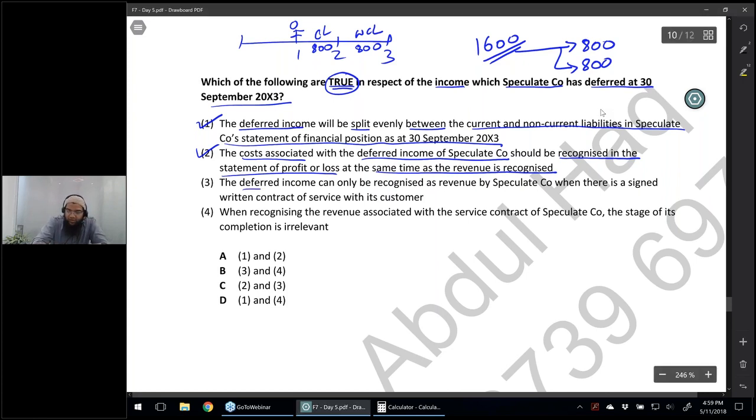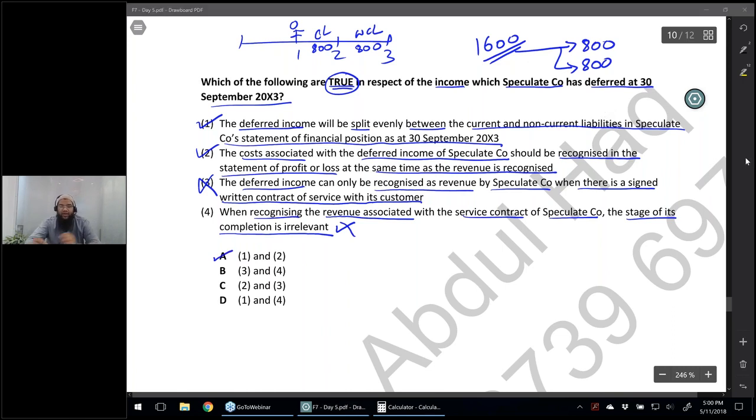The deferred income can only be recognized as revenue by Speculate company when there is a signed written contract of service with its customers. No. The contract can also be an oral contract. It is not necessary to be written. When recognizing the revenue associated with service contract of Speculate company, the stage of its completion is irrelevant. Not at all. The stage of completion is actually relevant. So this statement is also false. So your answer is going to be A, that statements 1 and 2 are true.